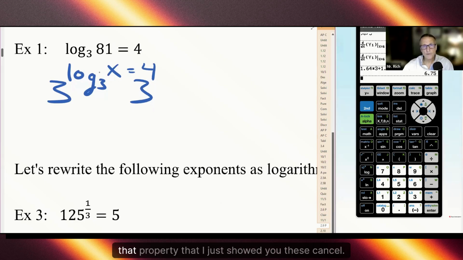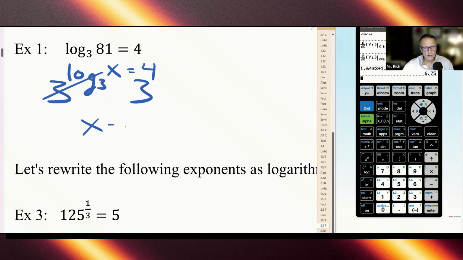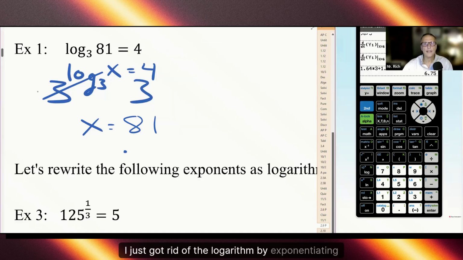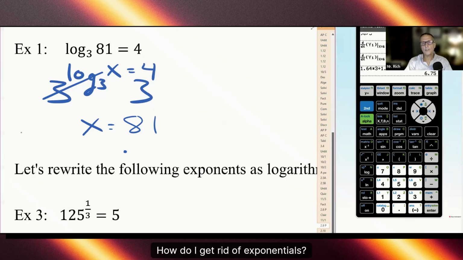Well, like I told you, that property I just showed you, these cancel. It leaves me x. Oh, x is 81. I just solved it for x. In other words, I just got rid of the logarithm by exponentiating on both sides of the equation. How do I get rid of logs? Exponentiating. How do I get rid of exponentials? Use a logarithm.